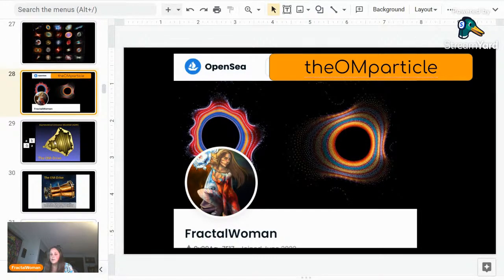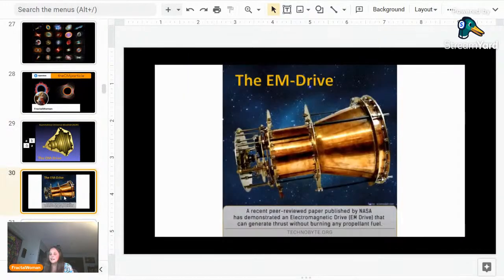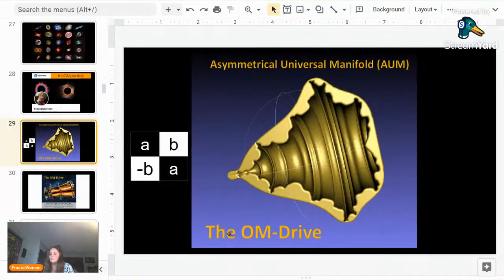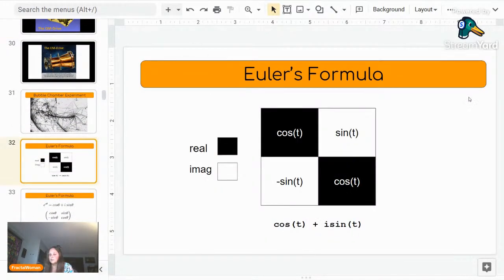And so there's a couple more things I want to show you before I move on. This is just for fun. Using these very simple complex numbers, I was able to generate this kind of a manifold, which I jokingly refer to as the ohm drive. Because there's this thing called the EM drive, which may or may not work. But I was speculating that if the EM drive works, then the ohm drive would work better. But that's just for fun. So, back to Euler's.